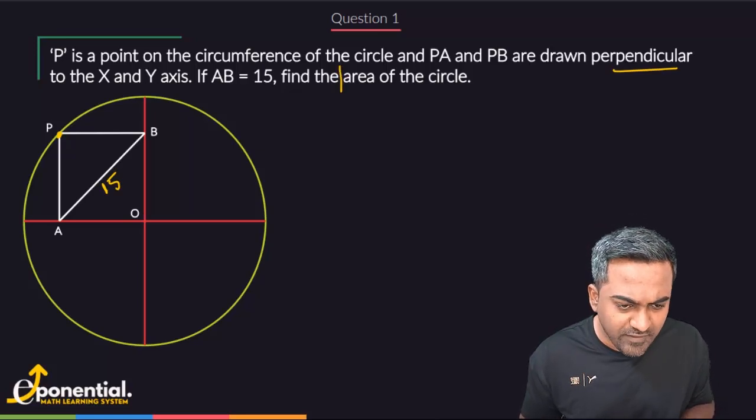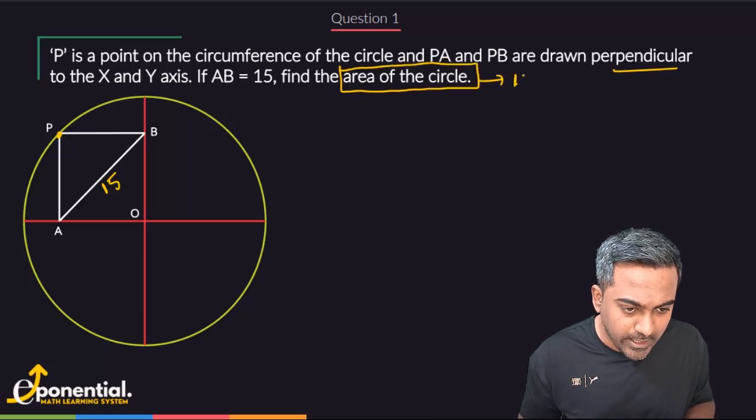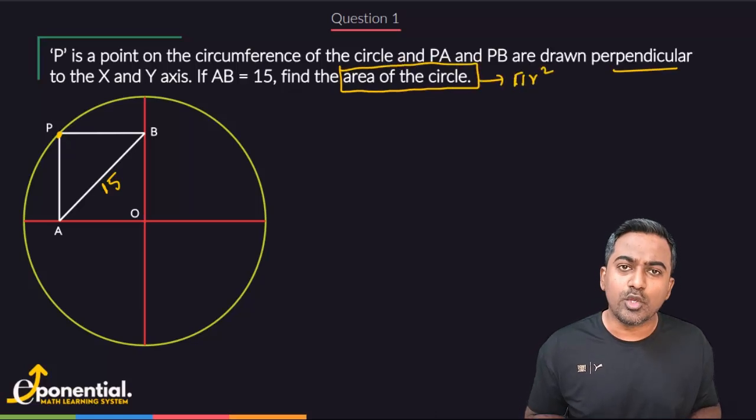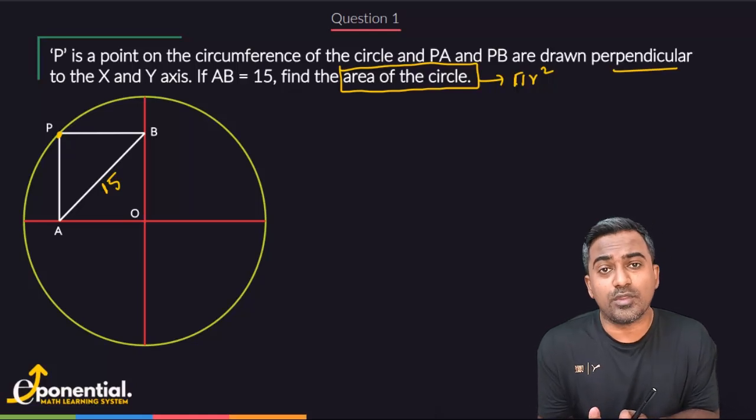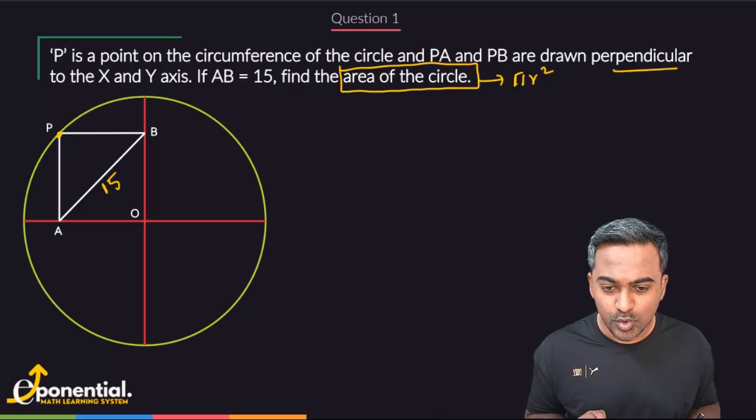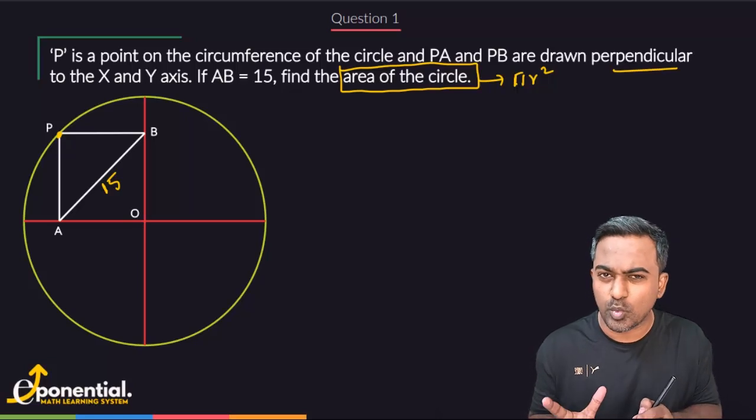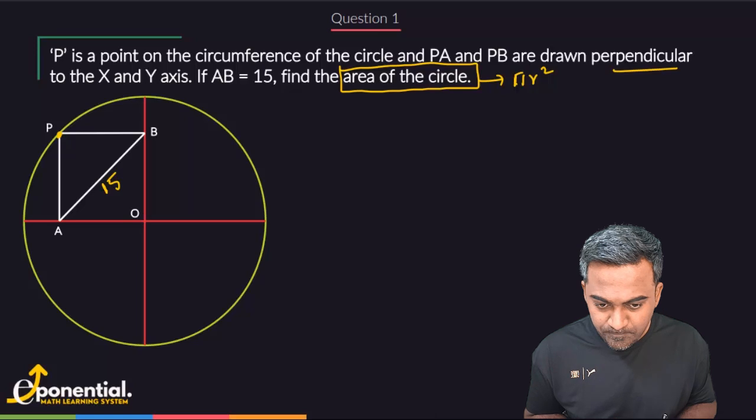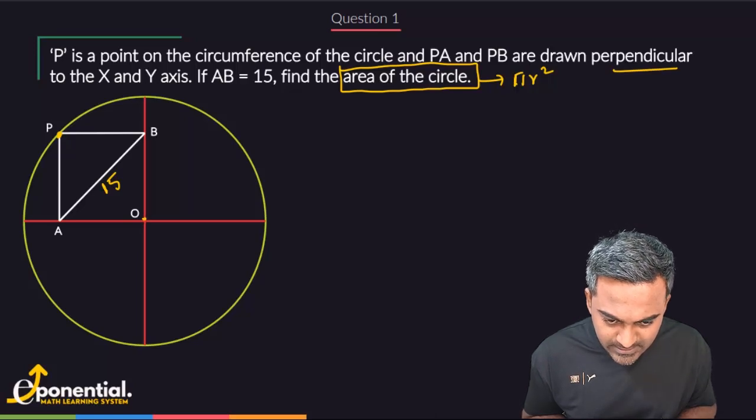Okay, so do we know how to find the area of the circle? Yes, we do. What is the area of the circle? Pi r square. So in order for me to figure out the area of the circle, I've got to figure out the radius. If I know the radius, I can find the area. So all our efforts now would be directed towards figuring out the radius.